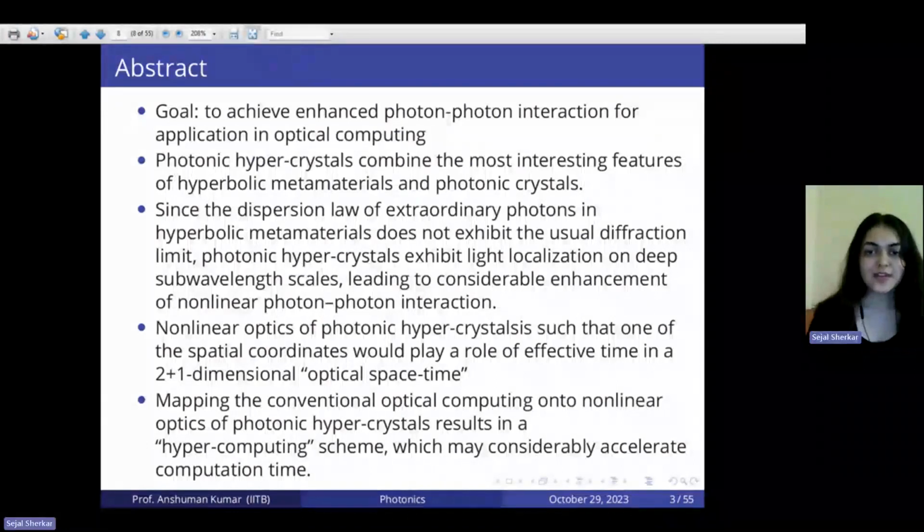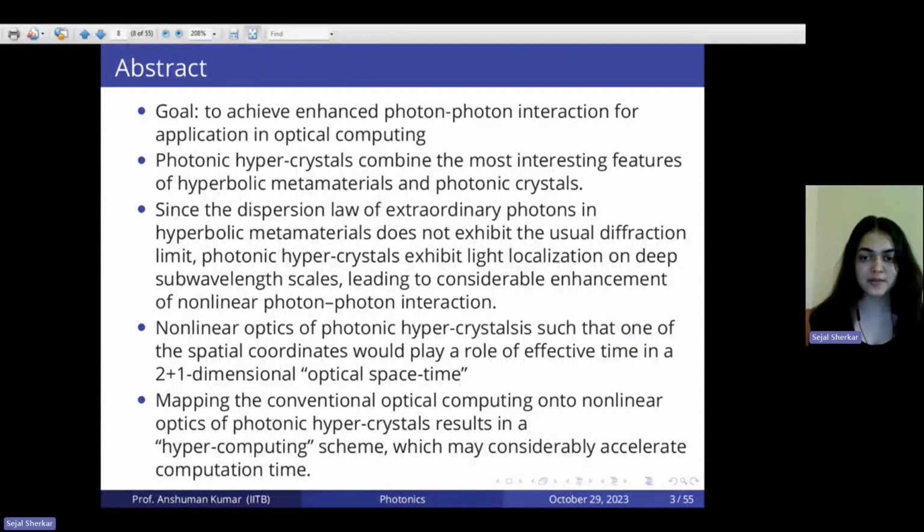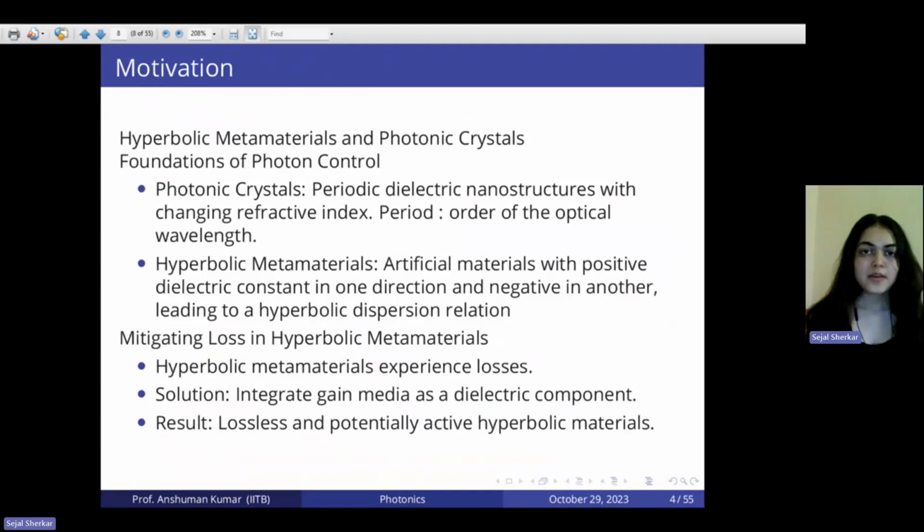Nonlinear optics of photonic hypercrystal is such that one of the spatial coordinates would play a role of effective time in a 2 plus 1 dimensional optical spacetime. Mapping the conventional optical computing onto nonlinear optics of photonic hypercrystals results in a hypercomputing scheme which may considerably accelerate computational time.